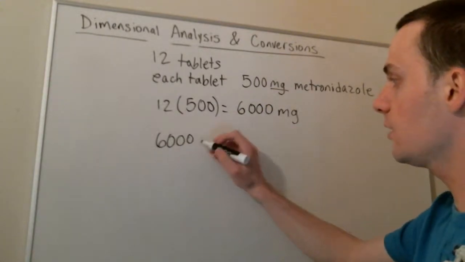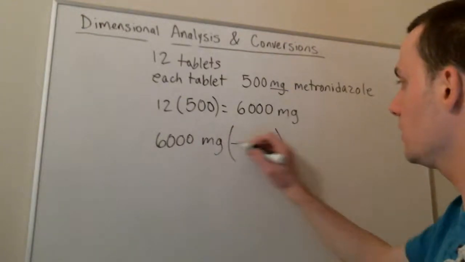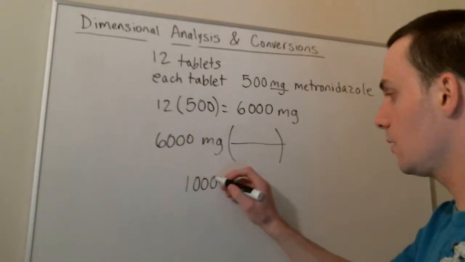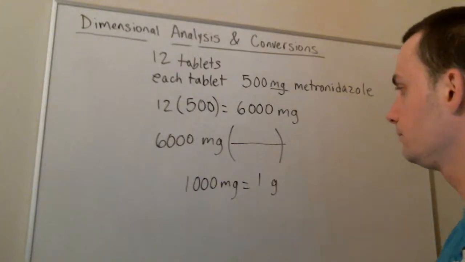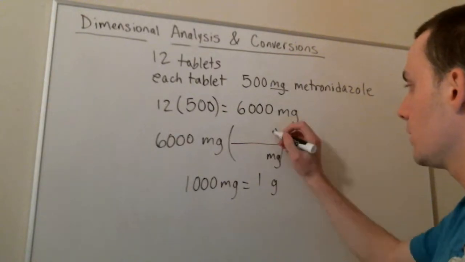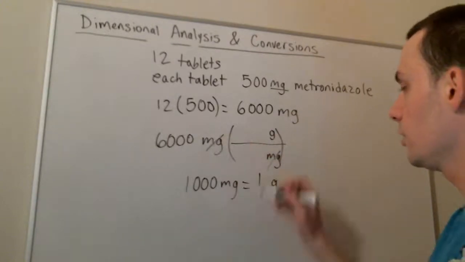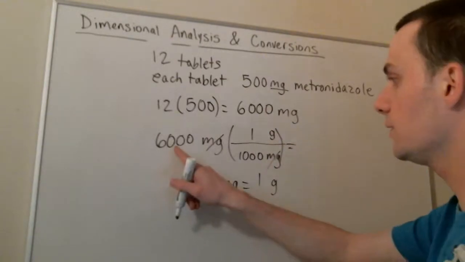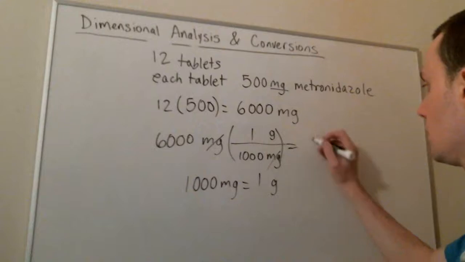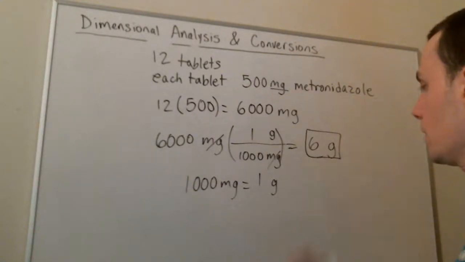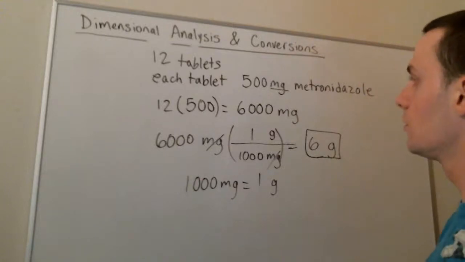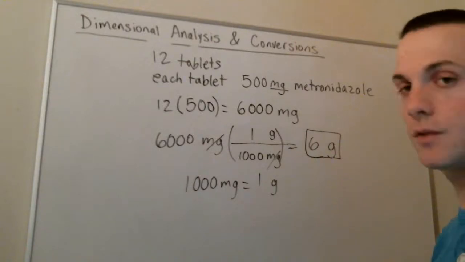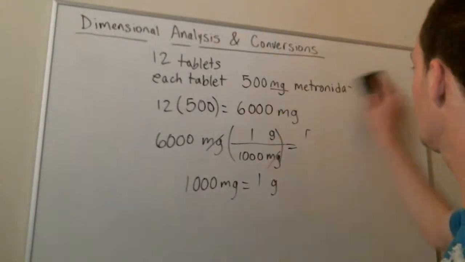And we need to think of a conversion factor that relates milligrams and grams. Well, we know that there's 1,000 milligrams in 1 gram. We'll put milligrams on the bottom and grams on the top so we can get rid of milligrams. There's 1,000 milligrams in 1 gram, so we just simply divide 6,000 by 1,000, and we get a total weight of 6 grams. So this is the total amount of metronidazole we need in order to make the compound.